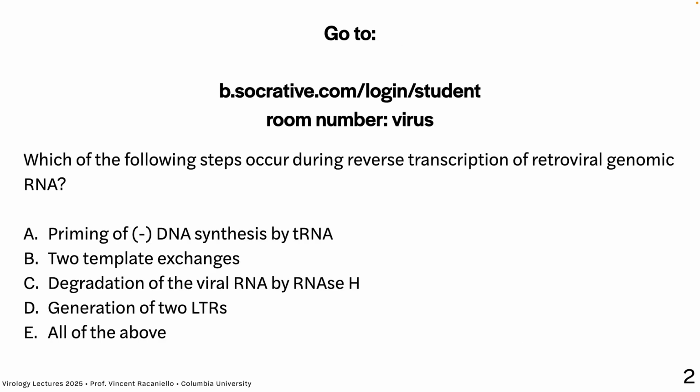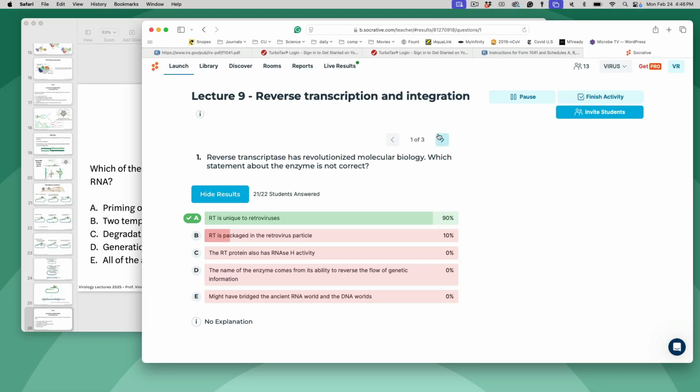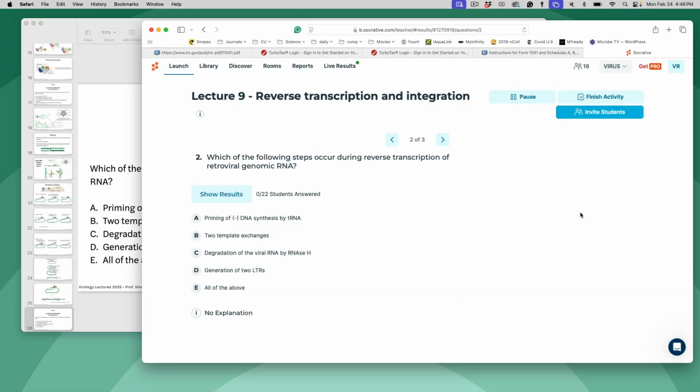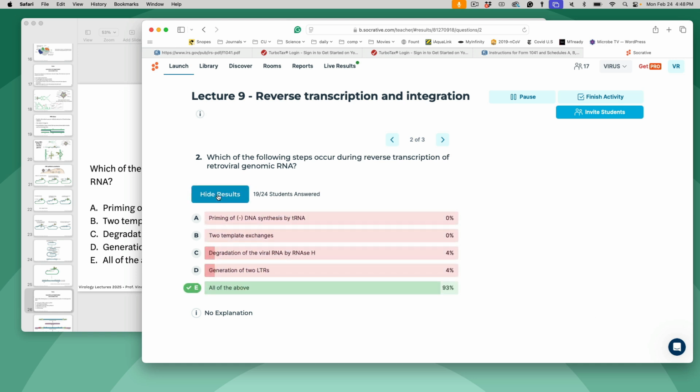All right? So let's see if that made sense. Next question. Which of the following steps occur during reverse transcription of retroviral genomic RNA? Priming of minus DNA synthesis by tRNA, 2 template exchanges, degradation of viral RNA by RNase H, generation of 2 LTRs, all of the above. Let's get the answer. And Mark was right, all of the above.